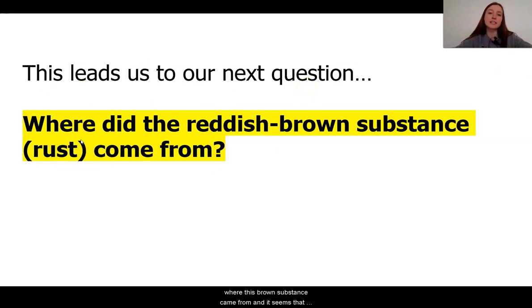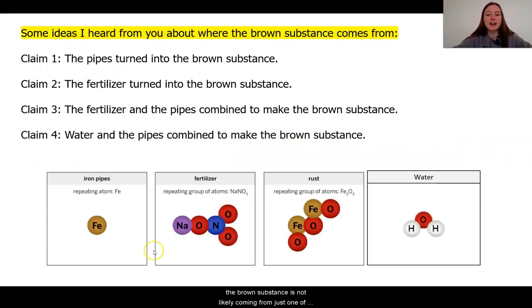Now, we realize then that we need to understand where this brown substance came from. And it seems that the brown substance is not likely coming from just one of these things. The iron pipes is not the same thing as the rest. The fertilizer is not the same thing as the rest. The water is not the same thing as the rest. And we can tell that because they have these different repeating atoms or repeating atom groups. But then what is it? Where did it come from? That is what we are going to move on to understand.